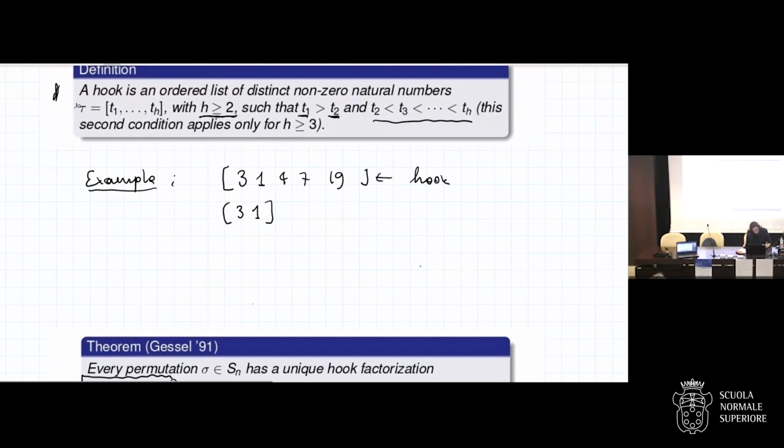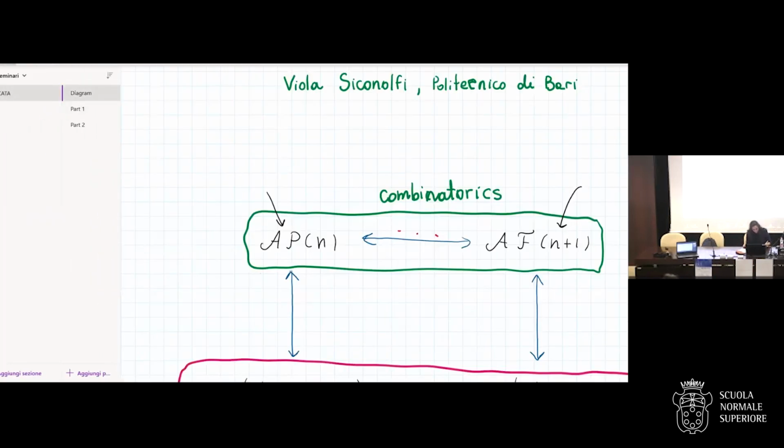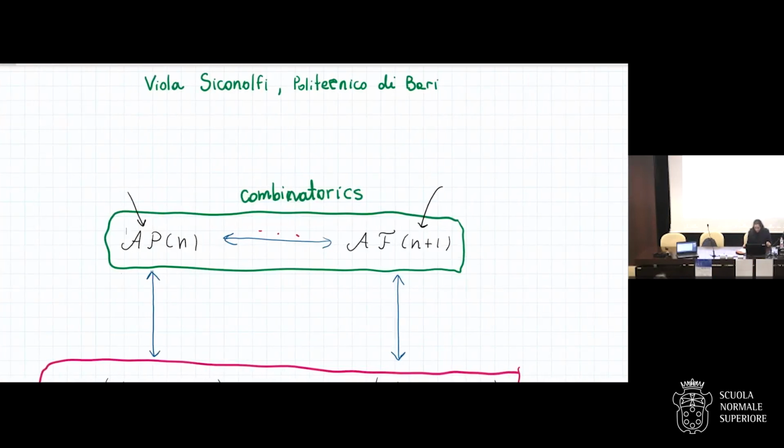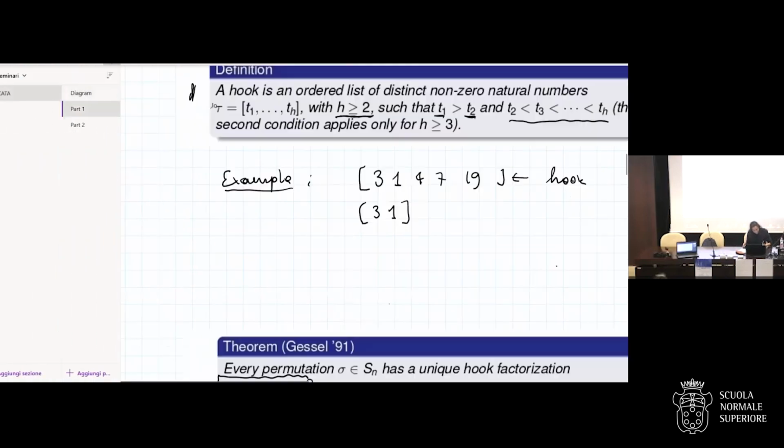Now, let me go back here. This was our first slide, and now we know what these two objects are. What is not clear, of course, is that we have a bijection between this set of admissible pairs over n leaves and this set of admissible forests over n+1 leaves. And now I will give you a quick idea of how an algorithm that we found between these two objects may help to see the bijection between these two sets.